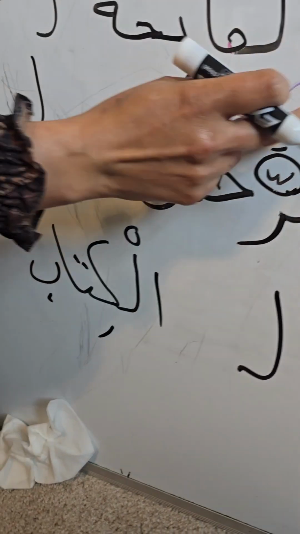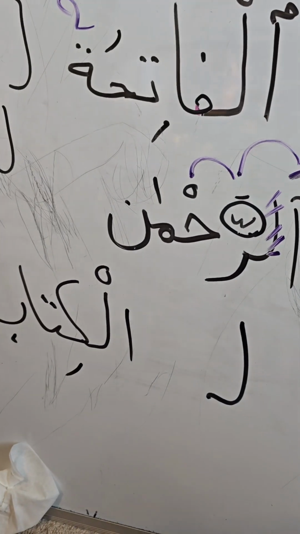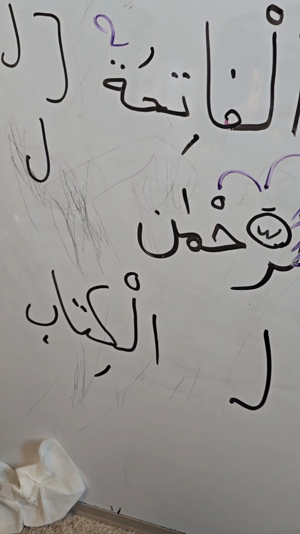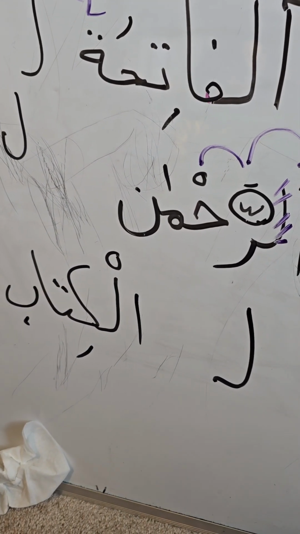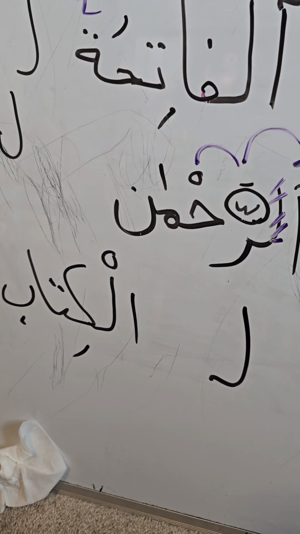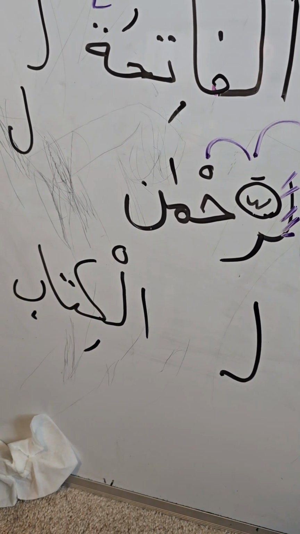Is this lam this type or that type? Moon or sun? Moon. Ahsanti, mashallah. Yes, moon. How do you know it's moon? Because of what? Sukoon. Where is the sukoon? On top of which letter? The lam. On top of the lam. Okay.